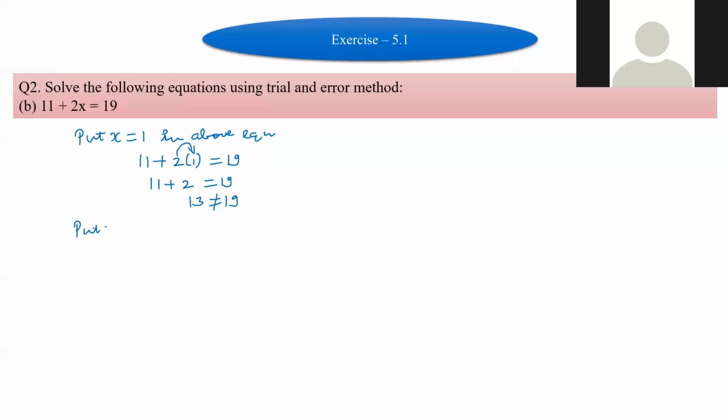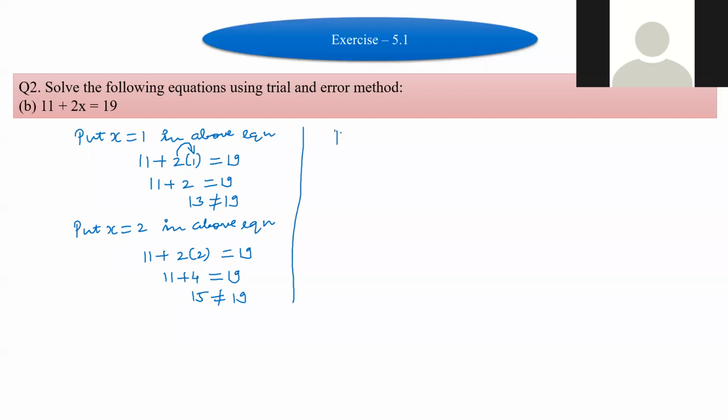Then put x is equal to 2 in the above equation. 11 plus 2 bracket 2 bracket close is equal to 19. 11 plus 4, 15 is not equal to 19. Now we will write put x is equal to 3 in the above equation. 11 plus 2 bracket 3 is equal to 19. 11 plus 6 is equal to 19.